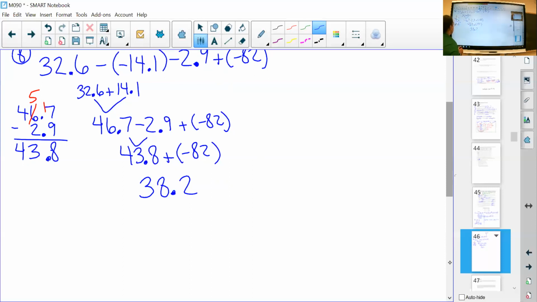And then I have to figure out if it's positive or negative. Well, this one's bigger absolute value-wise, so it's negative 38.2.